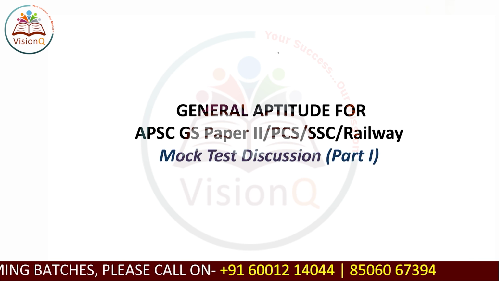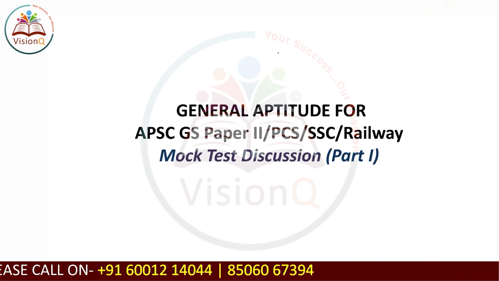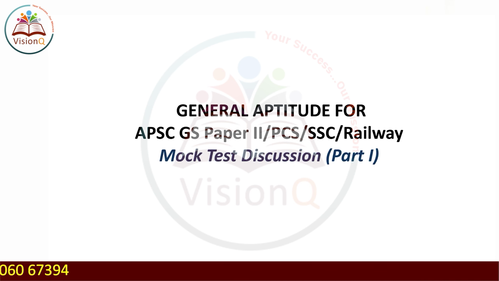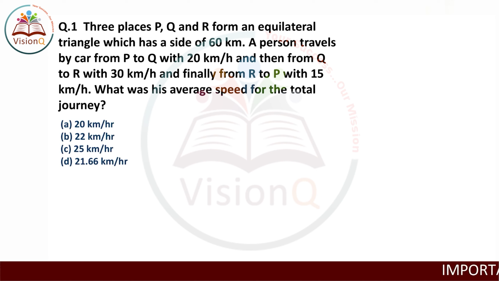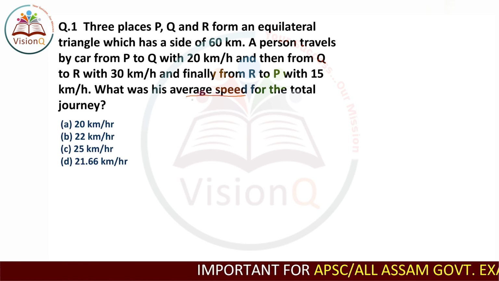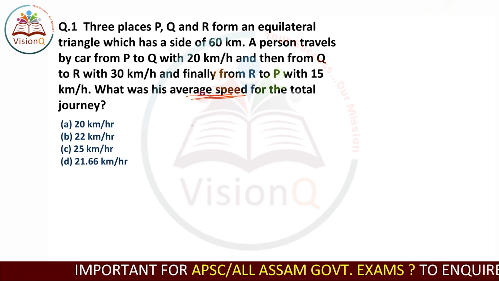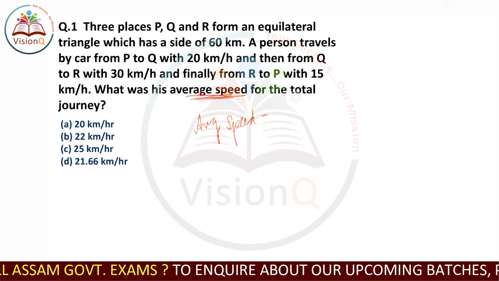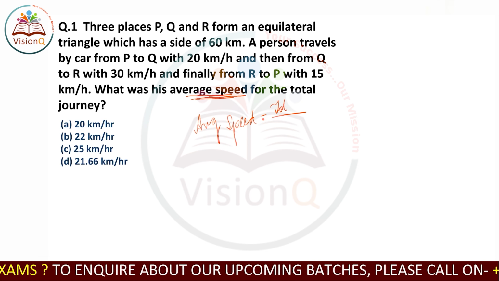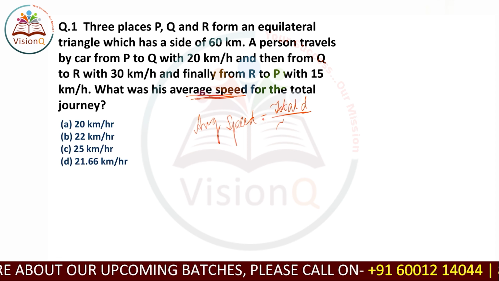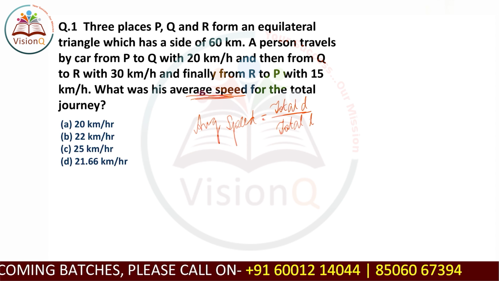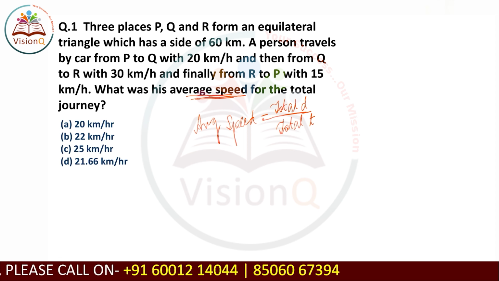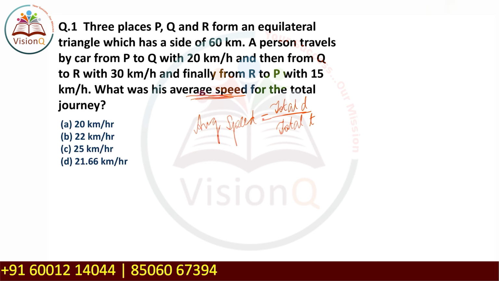So let us start the video now and see the first question of today's series, which is question number 1. A question based on the topic of time, speed and distance, a question of average speed. Now we should know what is the meaning of average speed. Average speed is nothing but total distance traveled divided by total time taken. So if I divide the total distance traveled by total time taken, I will get the average speed.